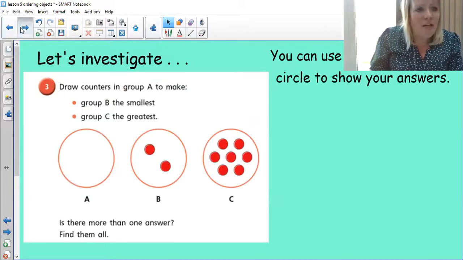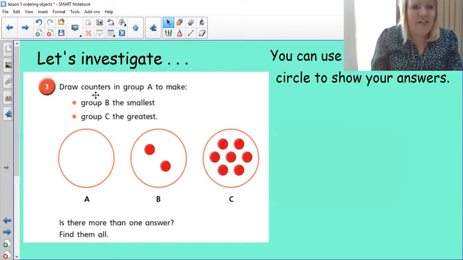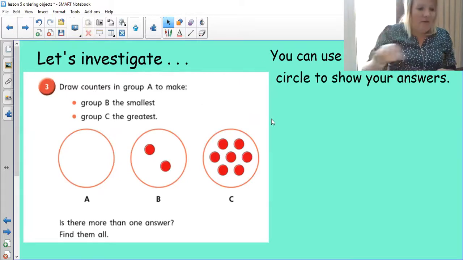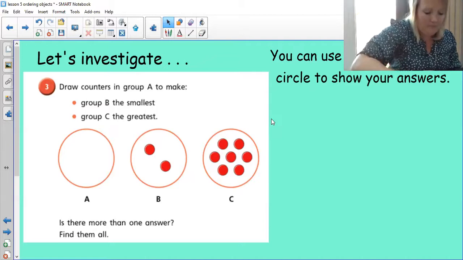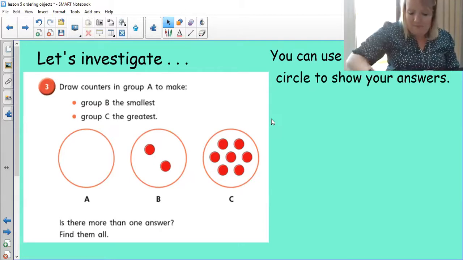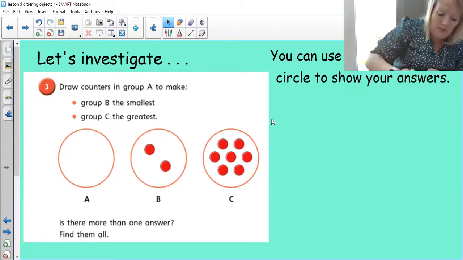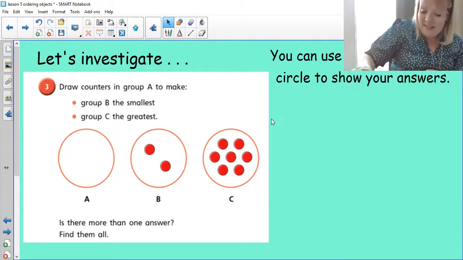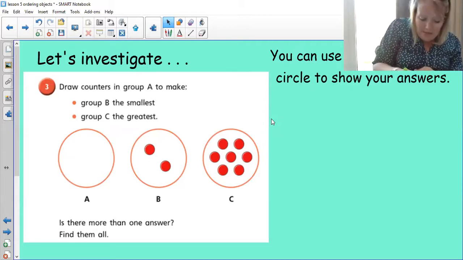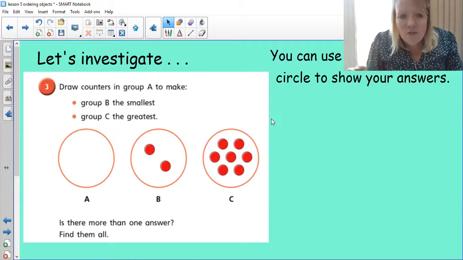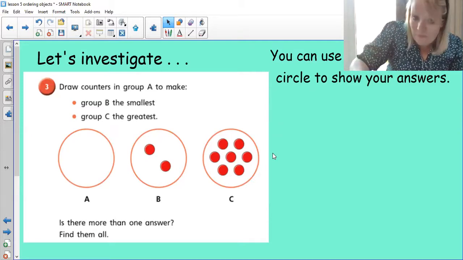Okay. I'm going to let you do one more investigation. Draw counters in group A to make group B the smallest and group C the greatest. So let's have a look at this. We've got three circles. You can draw three circles on your piece of paper. How many are there in B? There are one, two. So I'm going to put two.